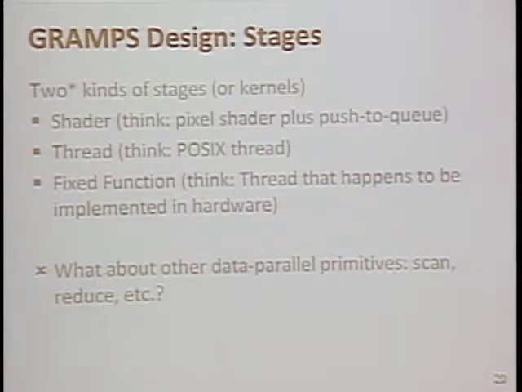So I say there are two kinds of stages. I list three. That's okay. There are not a bunch of funny special data parallel stages. I don't have a scan type of stage. I don't have a reduction shader. I don't have any number of other first-class parallel primitives that parallel programming theory will tell you about.